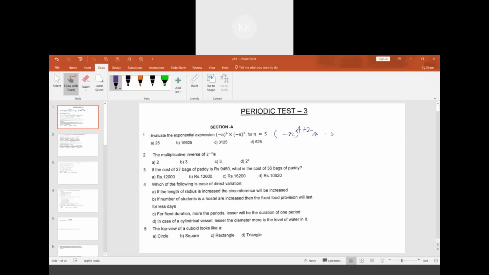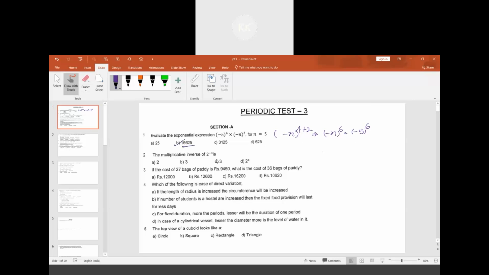So this becomes minus n to the power 6. That is nothing but minus 5 raised to the power 6. Minus 5 raised to the power 6 is minus 5 multiplied 6 number of times. It is an even number, so the result is positive. We get it as 15625. Most of you have done this.